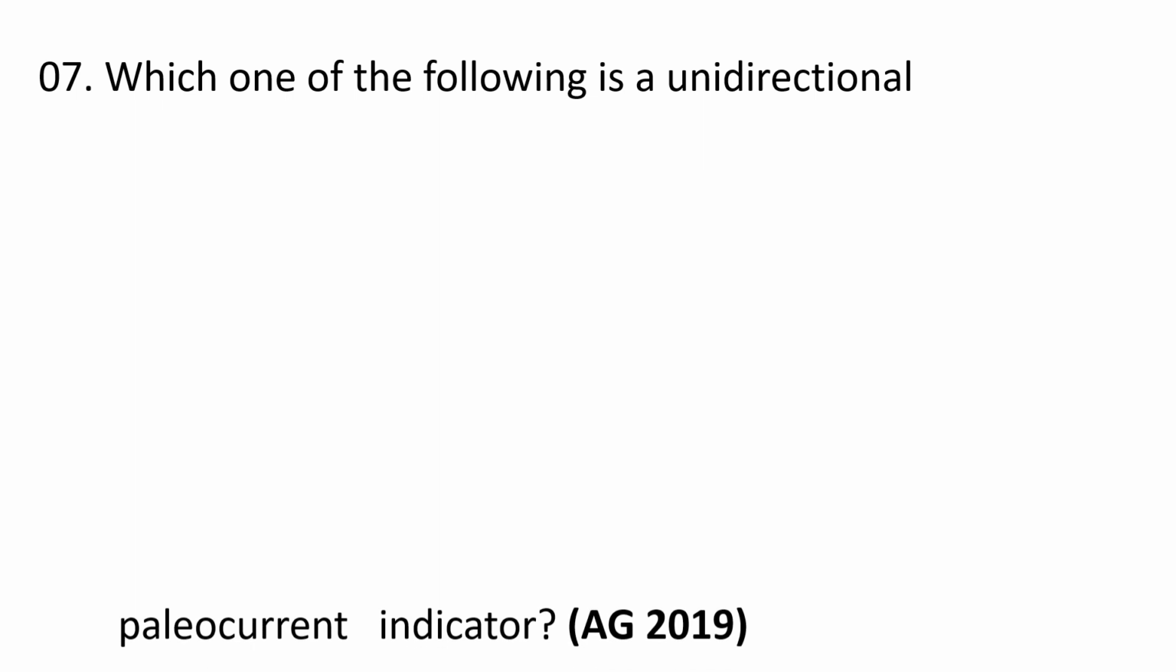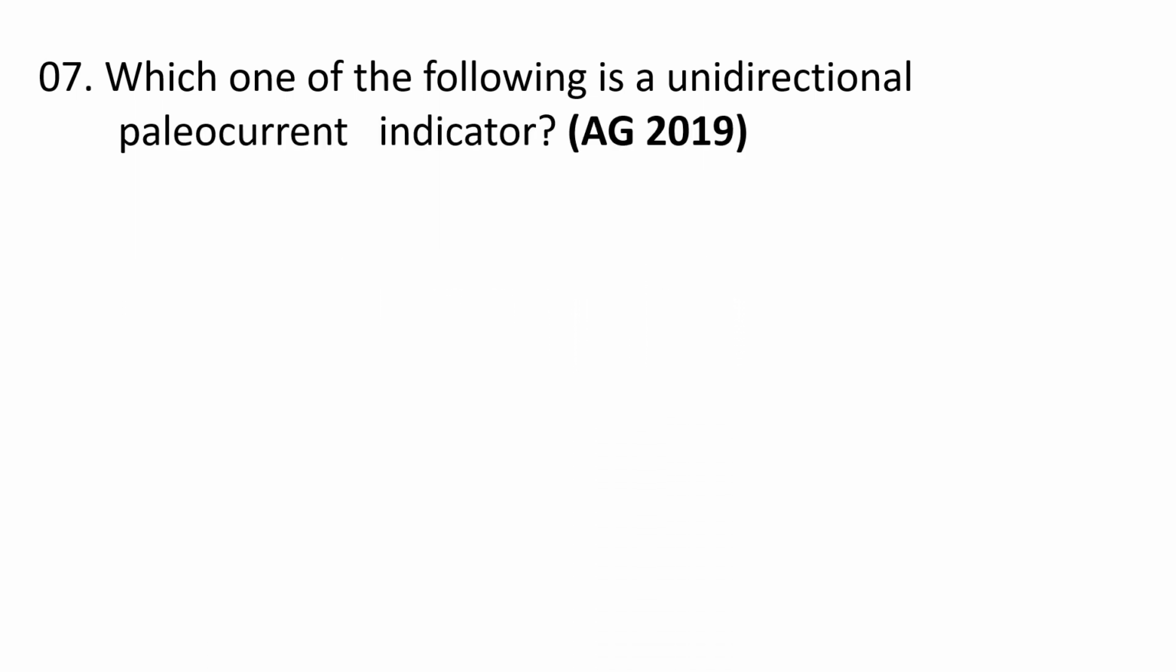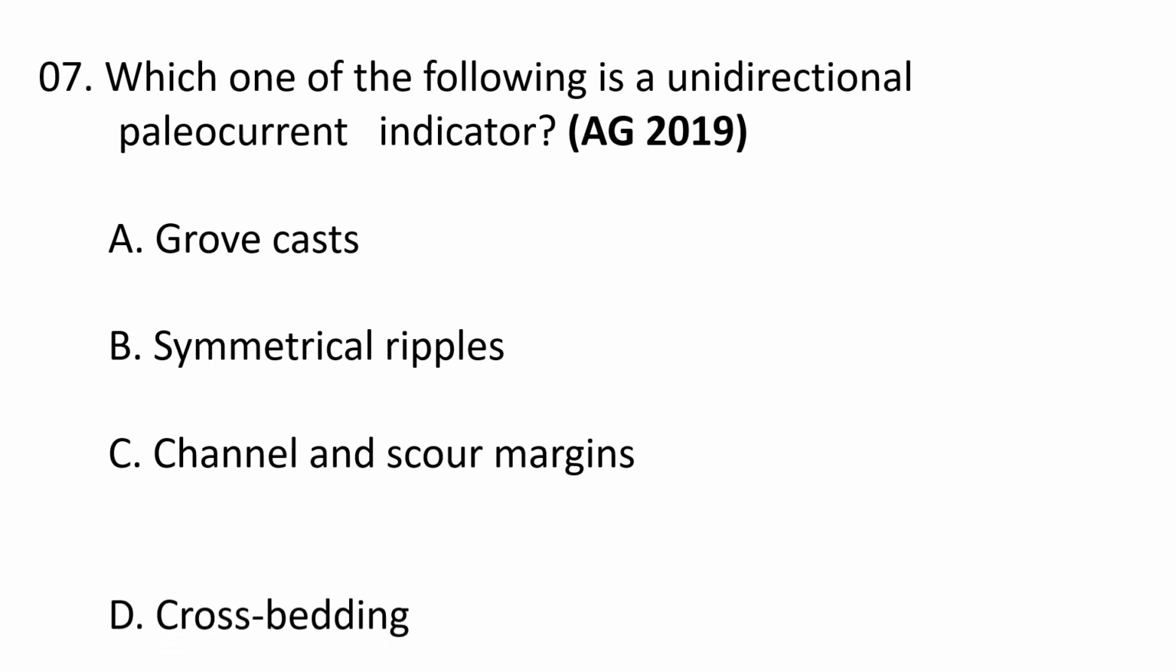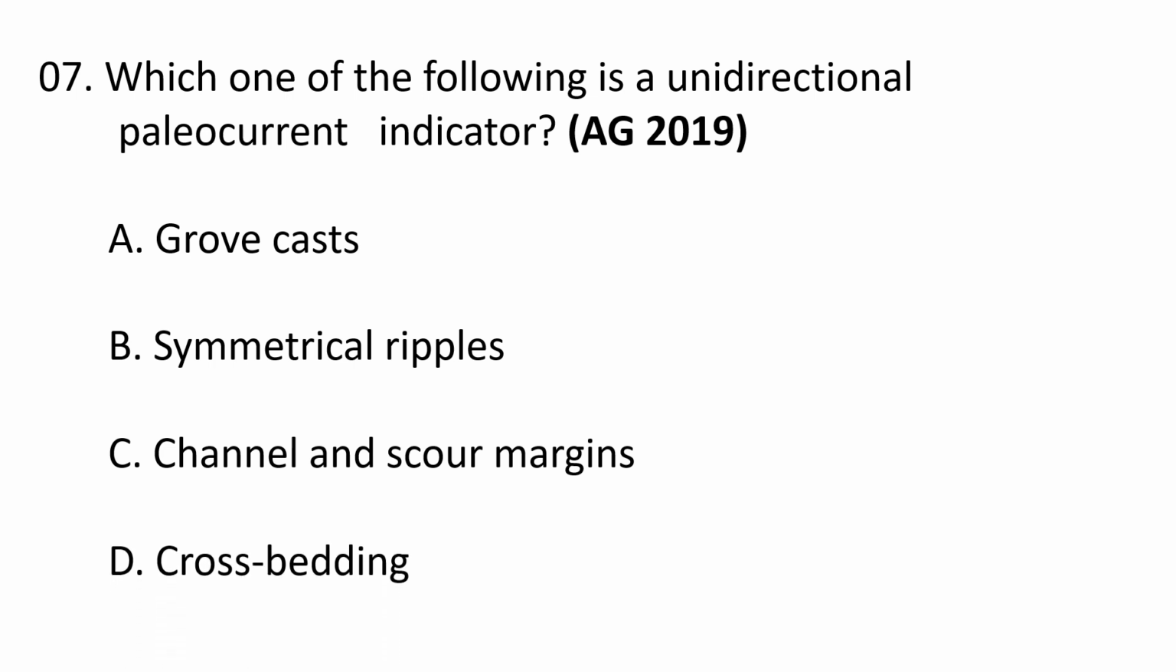Coming to the seventh question. Which one of the following is a unidirectional paleocurrent indicator? Choices are A. Groove casts, B. Symmetrical ripples, C. Channel and scour margins, and D. Crossbedding. So the correct answer is D. Crossbedding. It is a unidirectional paleocurrent indicator.